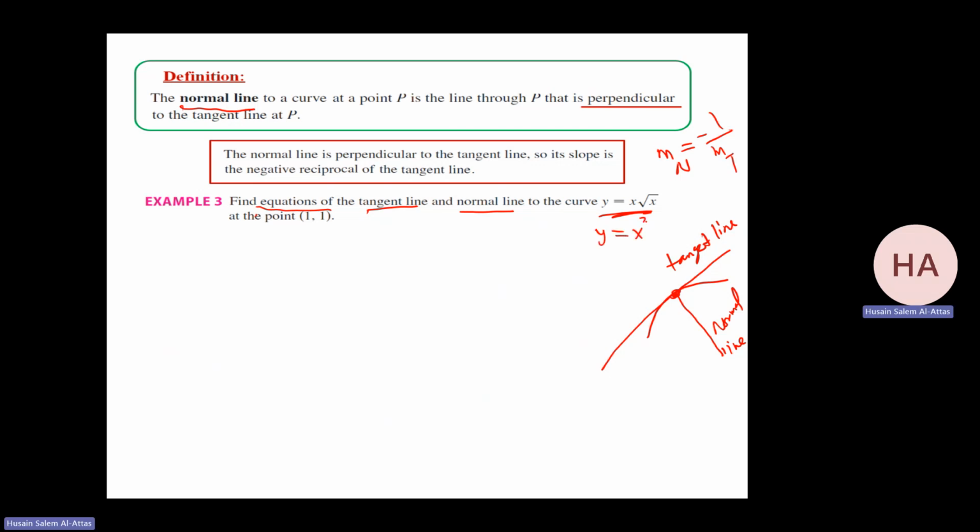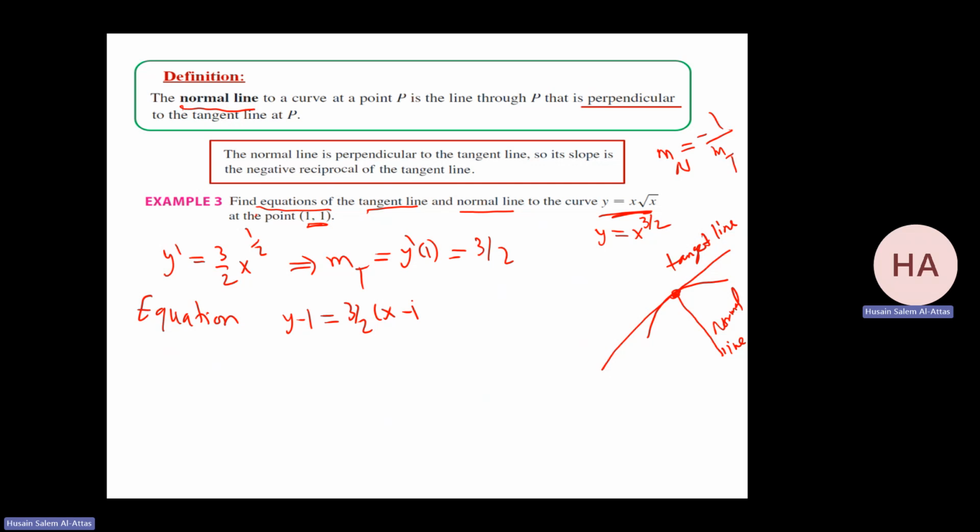So in this question, I want to find the equations of the tangent line and normal line for this curve, which is y equal x to the power 3/2 at this point, (1, 1). Okay, so I will find y prime. That will be 3/2 x to the power half. So what is the slope of the tangent, which is y prime at 1? That will be 3/2. So what's the equation of the tangent? I have the point, so it will be y minus 1 equals 3/2 (x minus 1).